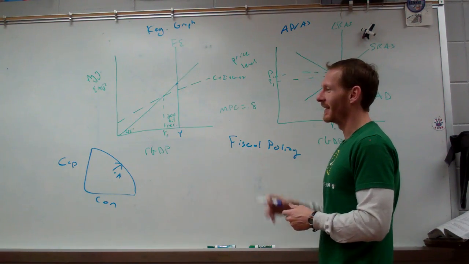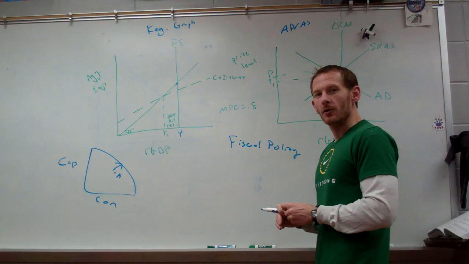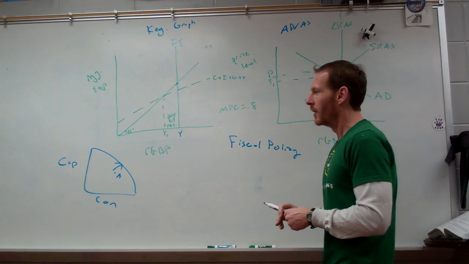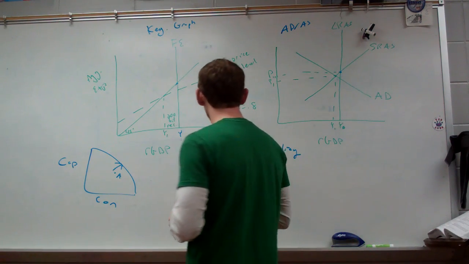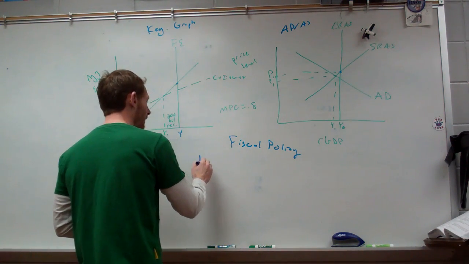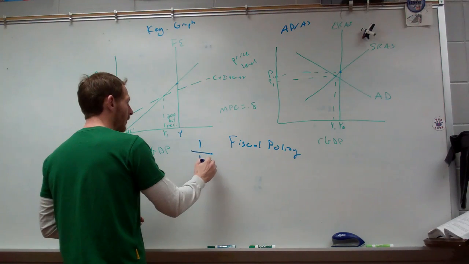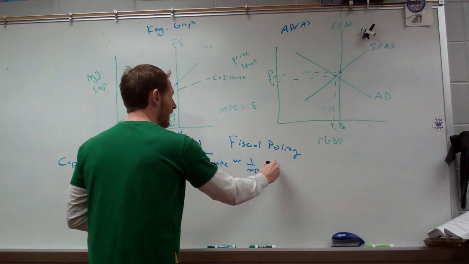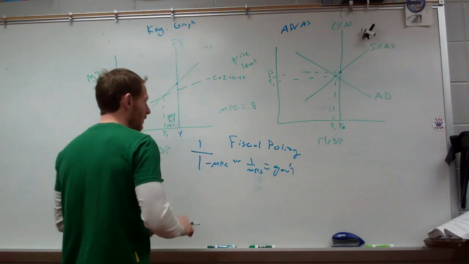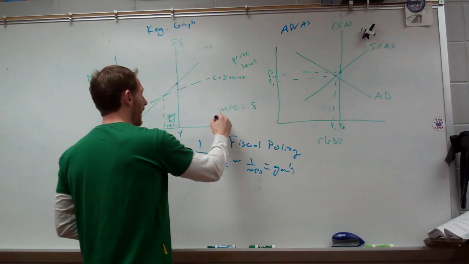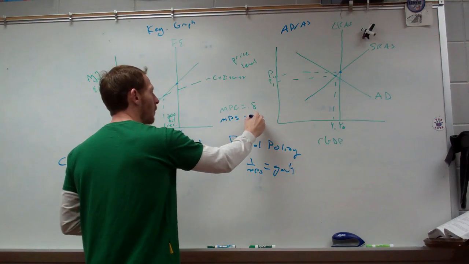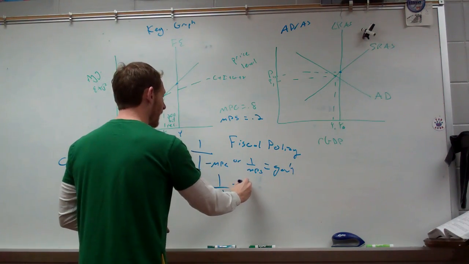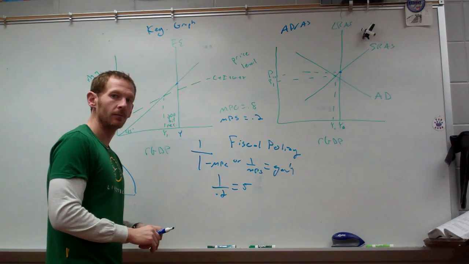And we know our MPC equals 0.8. So to figure out how much we're going to need to increase spending by or decrease taxes by, we use our multiplier, right? And so we know that it's 1 over 1 minus MPC, or 1 over MPS, equals the government multiplier. So we know that MPC is 0.8, so MPS has to equal 0.2 because together they have to equal 1. So 1 over 0.2 equals 5. So our multiplier is 5.